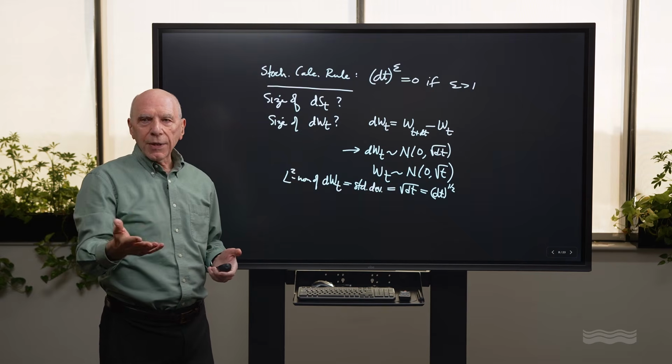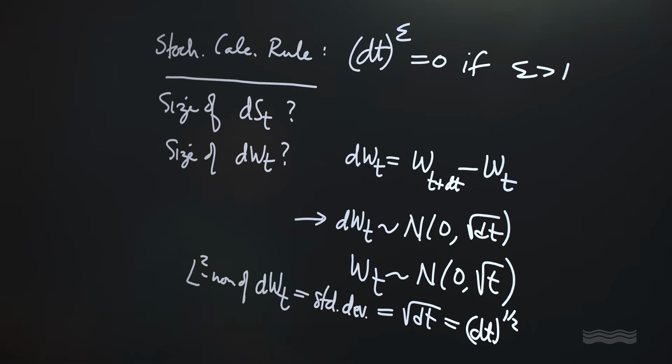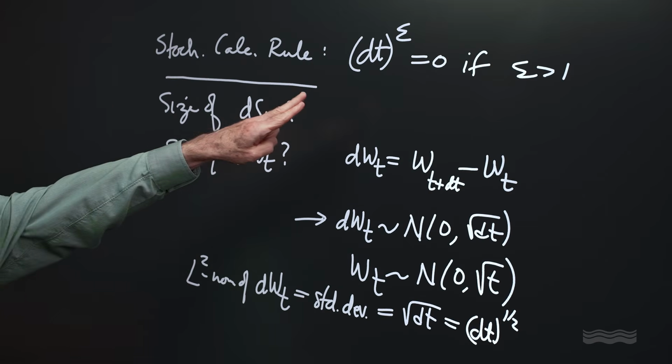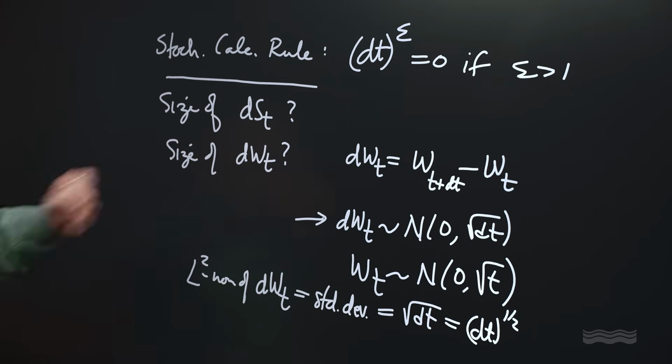So those terms disappear. They don't count. So this is our rule of thumb. Now we have to ask, well, what's the order of magnitude in terms of dt of these terms we're looking at? What's the size of dSt? What's the size of dWt?